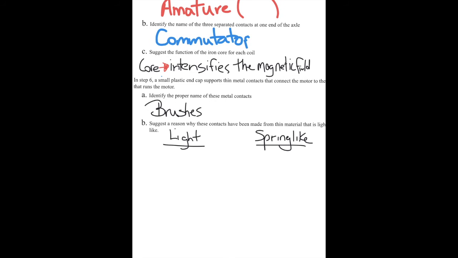current. Suggest a reason why these contacts are made from thin, light material that are spring-like. Well, they're light so that they can spin freely. And they're spring-like so they can apply light pressure.